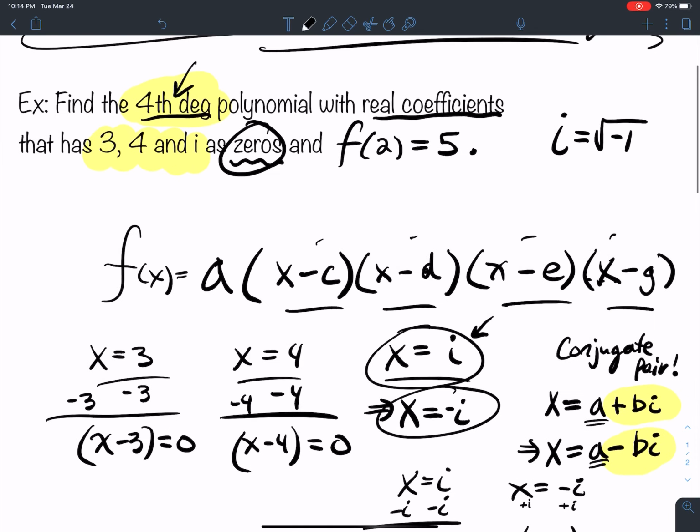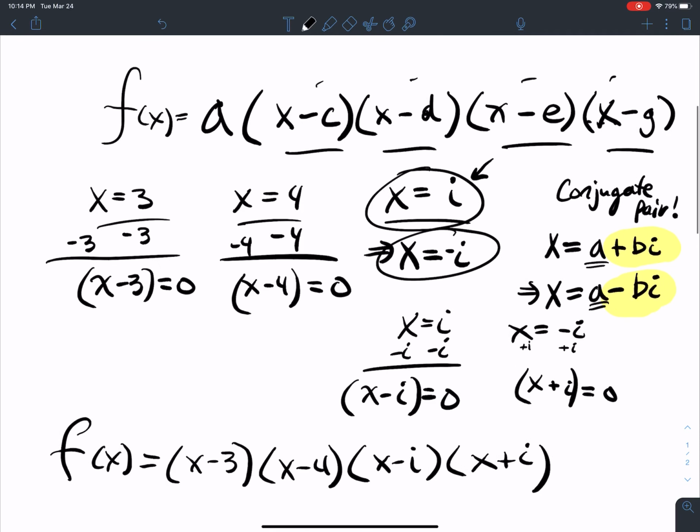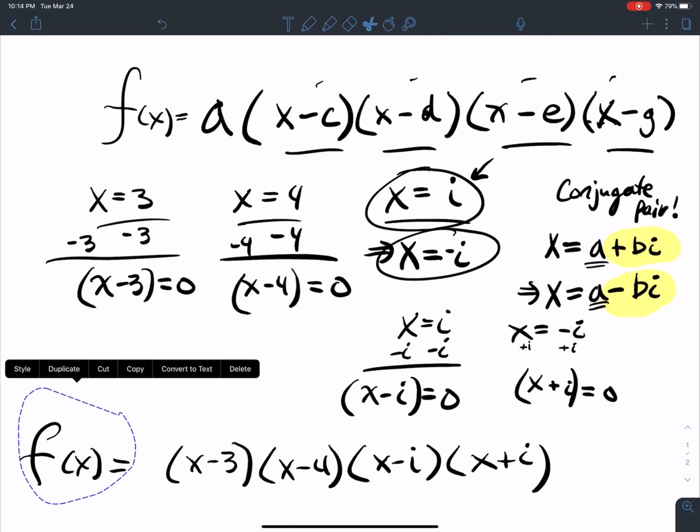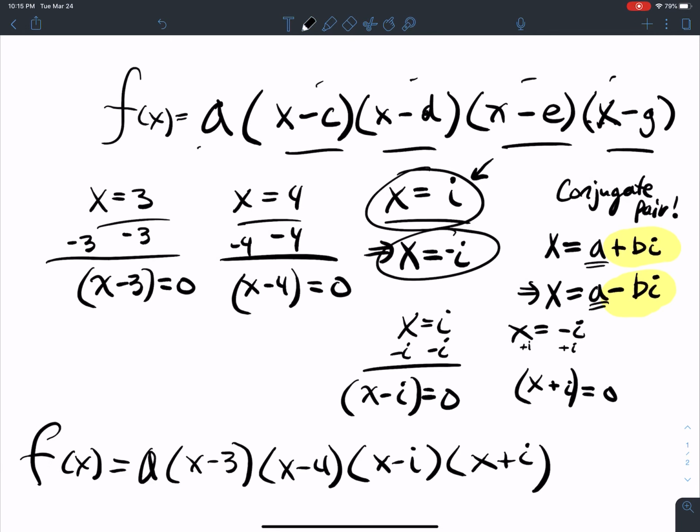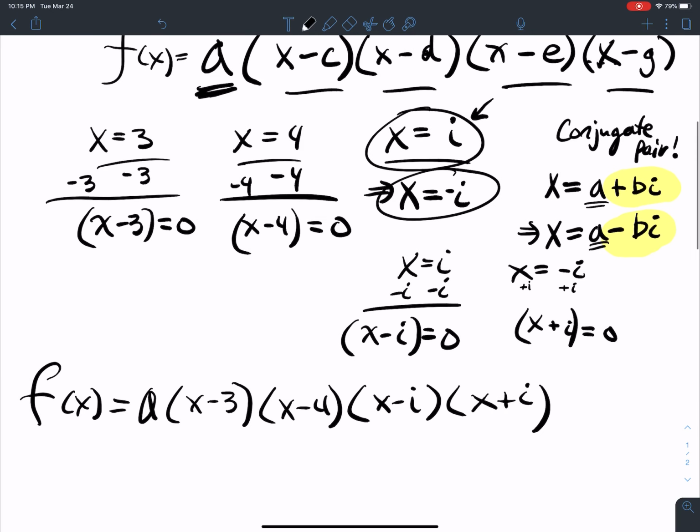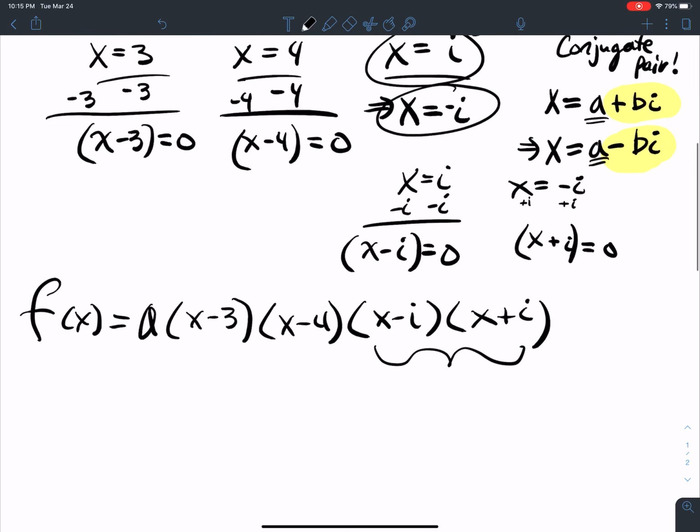This thing told me that I wanted real coefficients. Oh, I've forgotten something. I need to have my a right here just like it's here. That's a constant. And so right now I've got imaginary. So let's multiply those conjugate pairs together and see what we get.